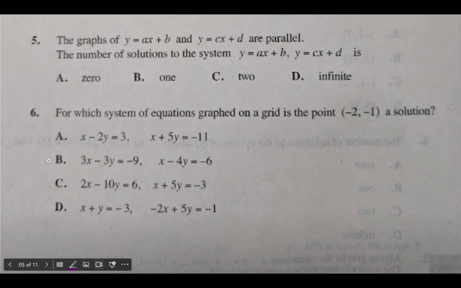Now, if we keep going here, if we're looking at the 2 graphs, kind of a similar setup here. They're both in y equals mx plus b form, and then they're telling you that those lines are parallel. Now the next one, the number of solutions to the system y equals ax plus b and y equals cx plus d is. If you have parallel lines, like we've seen already, that means your lines will never touch. So there's no solutions here.